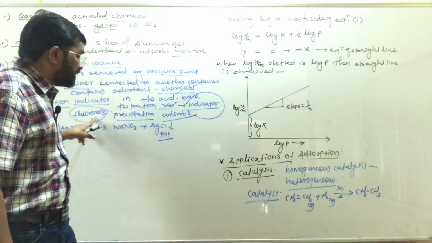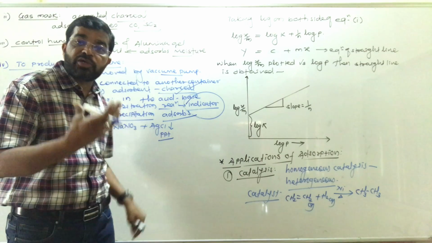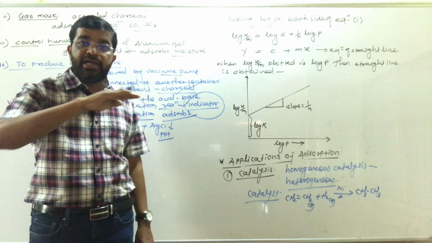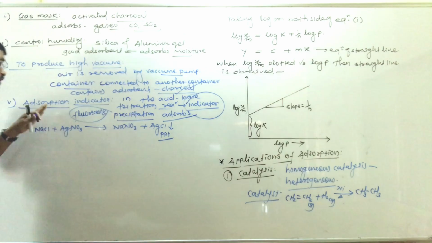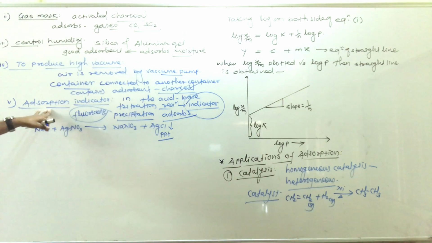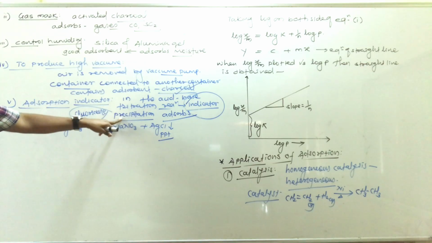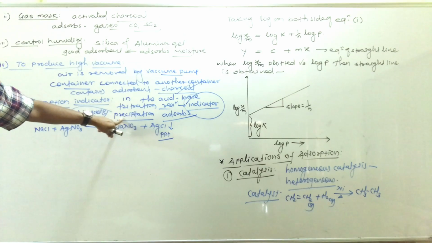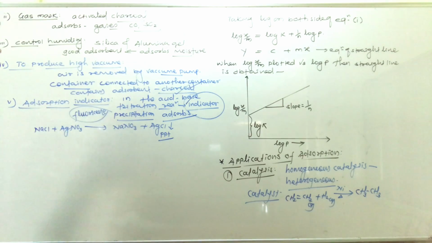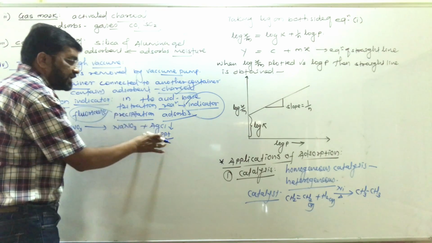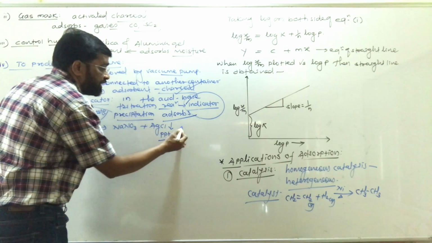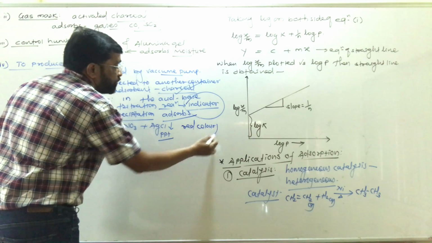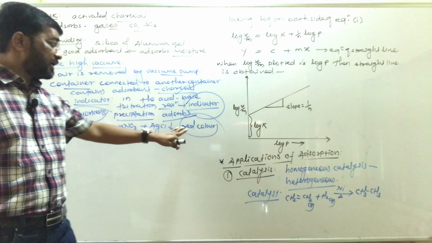This fluorescein indicator gets adsorbed on the surface of the AgCl and it shows the color change, the end point of the reaction. Therefore, in adsorption indicator, acid-base titration, and precipitation reactions, there is use of the adsorption phenomenon. When fluorescein gets adsorbed on the surface of AgCl, it indicates the end point of the reaction by forming the red color.